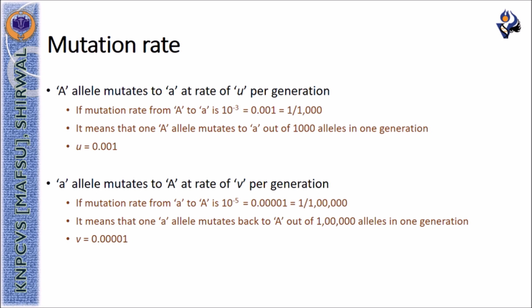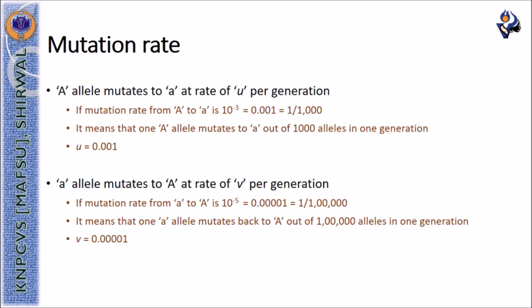What is mutation rate? When we say dominant A allele mutates to recessive a at the rate of U per generation, and if the mutation rate from dominant A to recessive a is 10 raised to minus 3, which equals 0.001, or which is equal to 1 out of 1000, it means that one dominant A allele mutates to recessive a out of 1000 alleles in one generation. Therefore, U in this particular case will be 0.001.